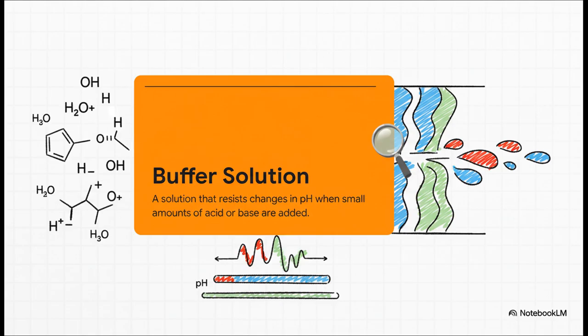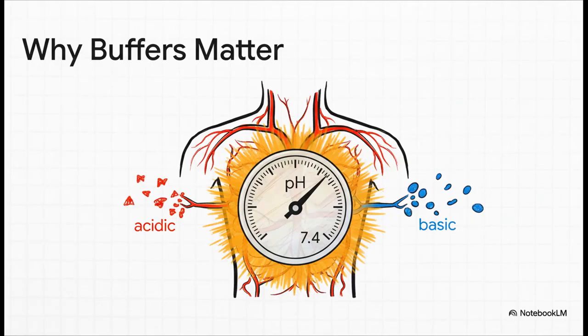Now, this whole principle is the secret behind one of the most important tools in chemistry, a buffer solution. A buffer is a special mixture that does something that feels like magic. You can add a bit of acid to it or a bit of base, and the pH barely moves. It's like a chemical shock absorber. It just resists change.